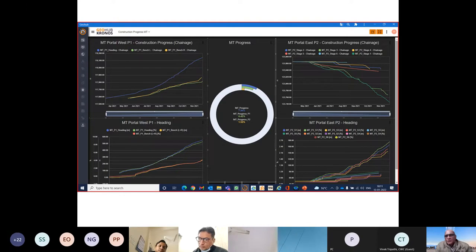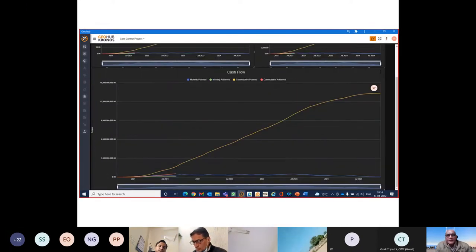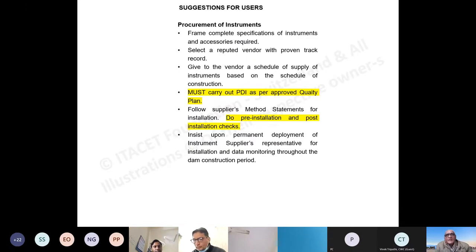DAS will give you good data from the instruments, of course, in Excel sheets. But unless you have software, you cannot see what's happening.